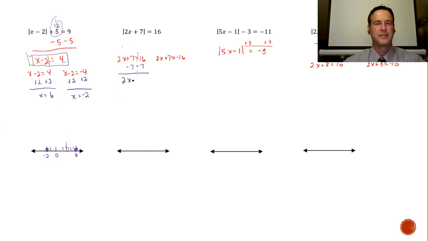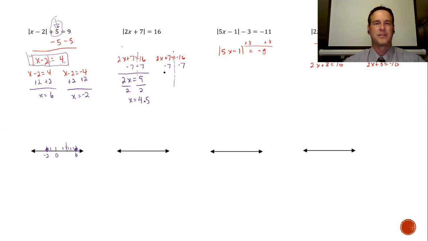And I get 2x is equal to, looks like 9, right? And then I'll divide by 2. Okay, now you can leave it as 9/2, but it's easier to graph if you divide those out. That actually gives you 4.5. And again, you can do that on a graphing calculator or a calculator, your choice.